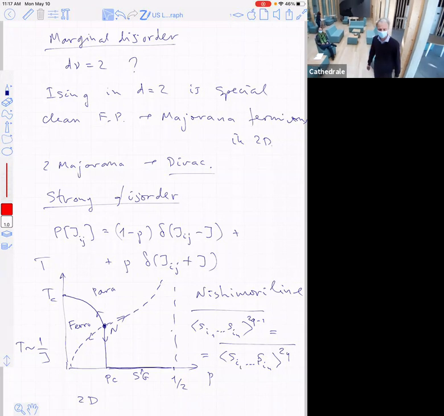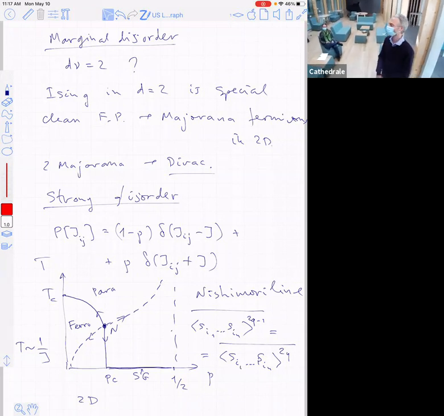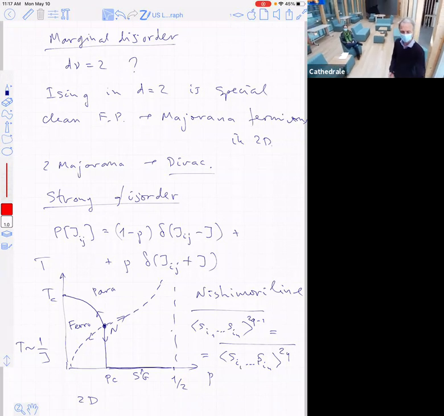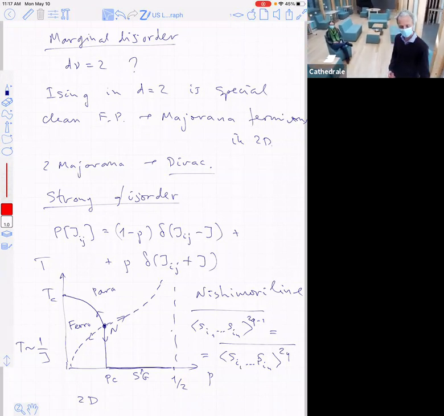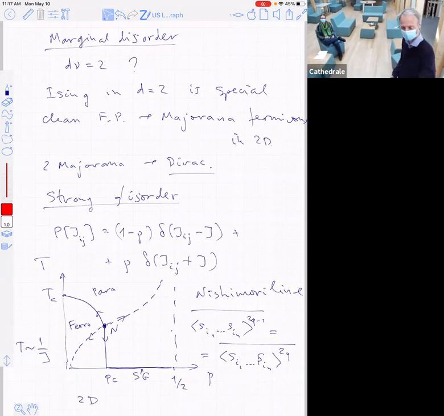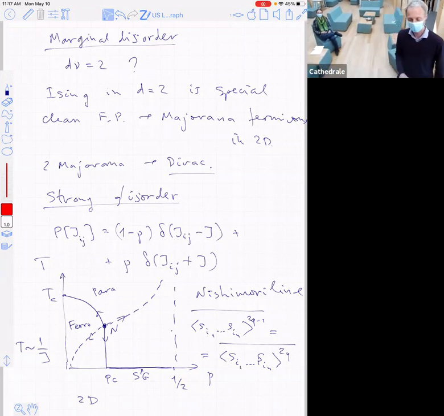Actually, in 2 dimensions you could also consider not the Ising model but the 3-state Potts model with this kind of disorder. Then you would find that on this ferromagnetic-paramagnetic line that goes from the pure model down to the Nishimori point, somewhere in between there would be another fixed point. That fixed point would be in the same universality class as the weak disorder fixed point without the change of sign of the coupling constant. So you would get both fixed points on the same figure.